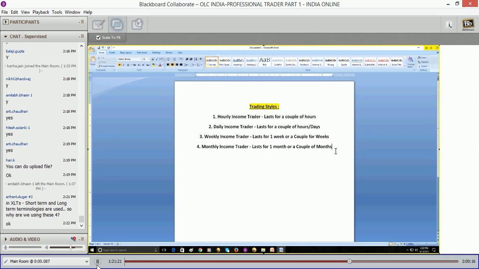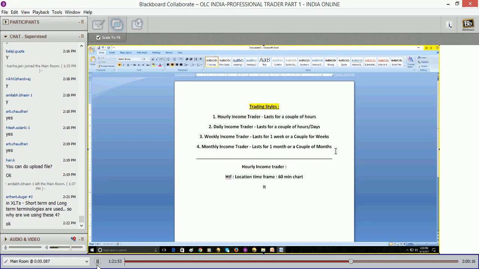Now each style of trading has a different set of time frames. I repeat, each style of trading has a different set of time frames. For an hourly income trader, let me go up. The highest time frame or your location time frame is going to be the 60-minute chart.